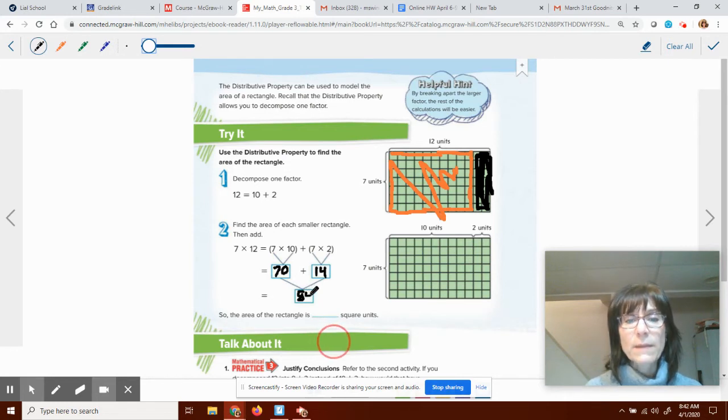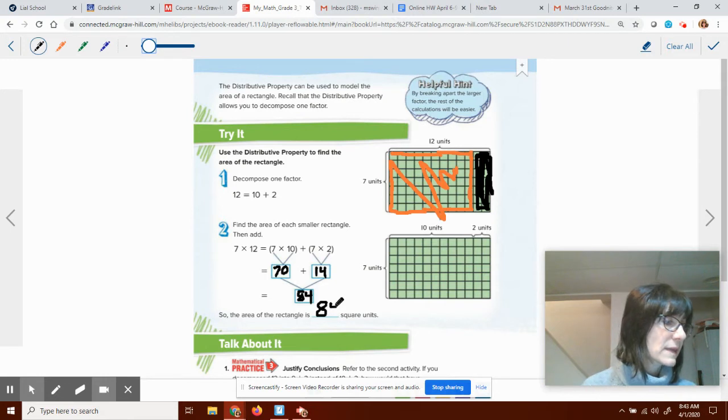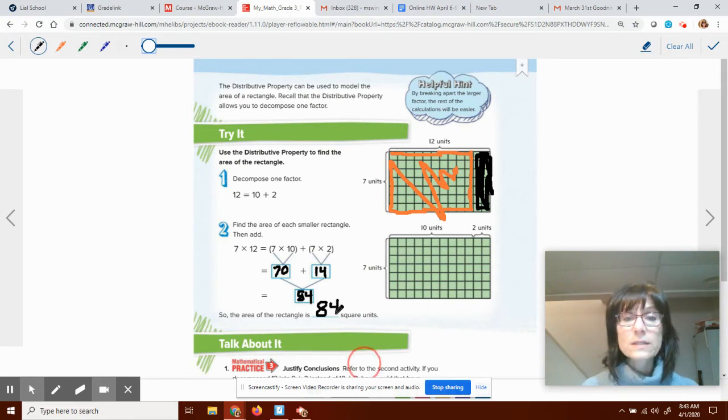Now, for some of my friends, you probably already know that 12 times 7 is 84. But if you're not sure, remember in math, we don't want to guess anything. So let's go ahead and make sure we always have our answers right.